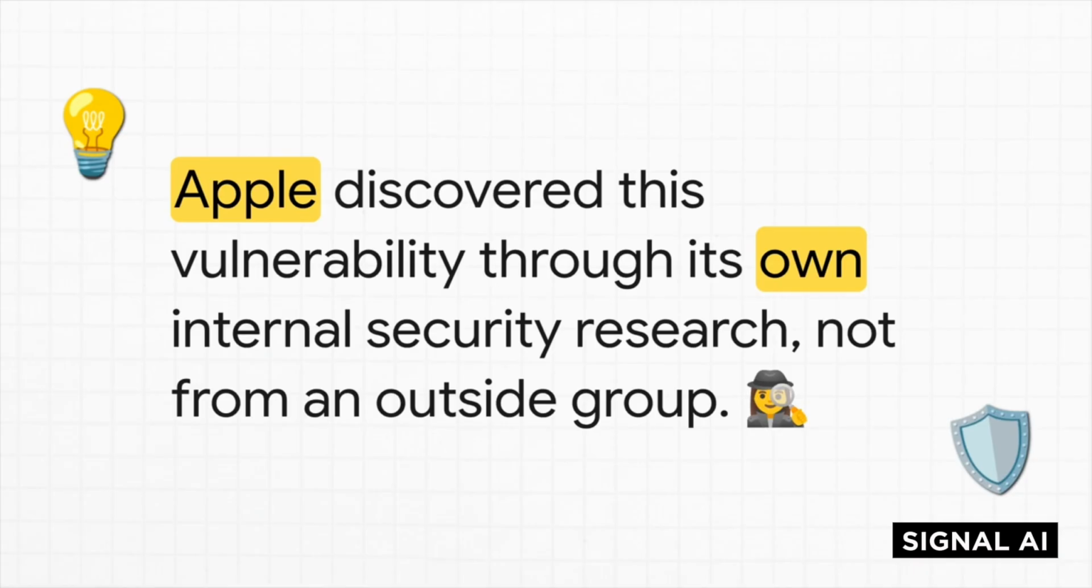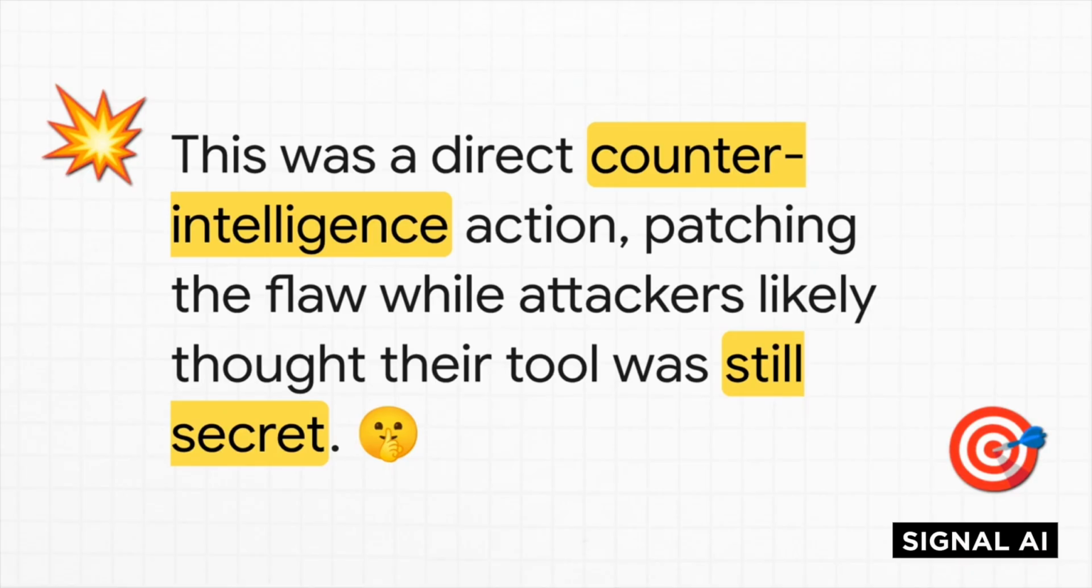There's a twist. See, usually we hear about these things from outside researchers, right? Groups like Citizen Lab. But not this time. Apple found this one themselves, through their own internal security team. And you have to understand that is a huge strategic move. It means Apple basically detected an active spy campaign in progress. They were able to build and push out a fix while the attackers probably thought their multi-million-dollar toy was still a secret. So this wasn't just patching a bug, this was a full-on counterintelligence operation.